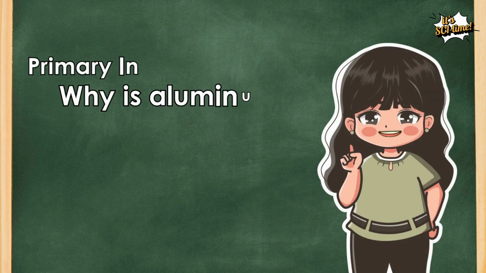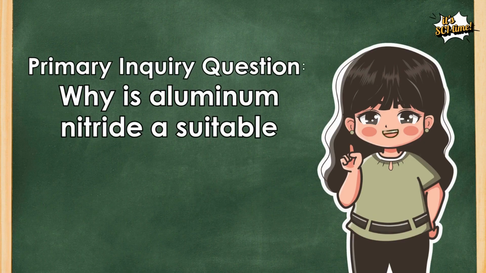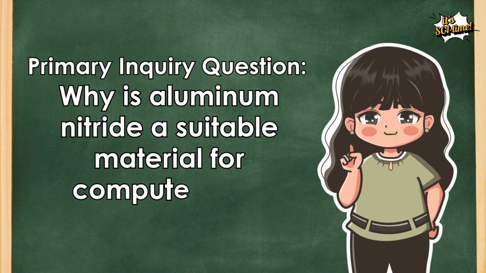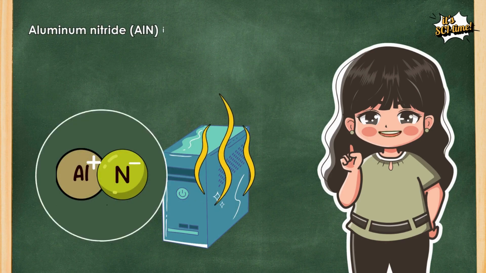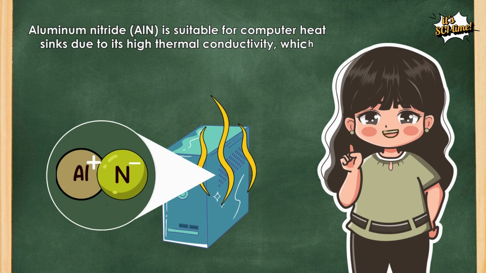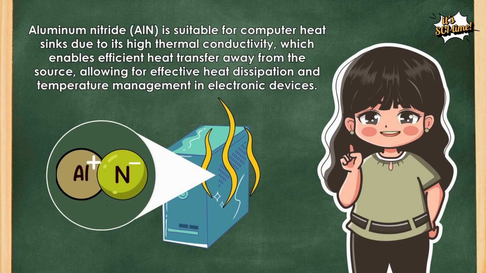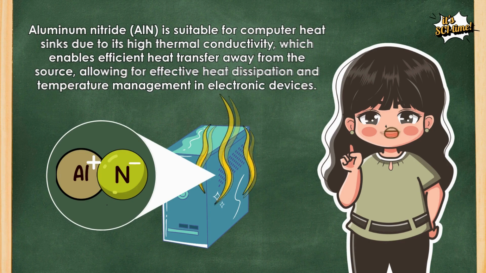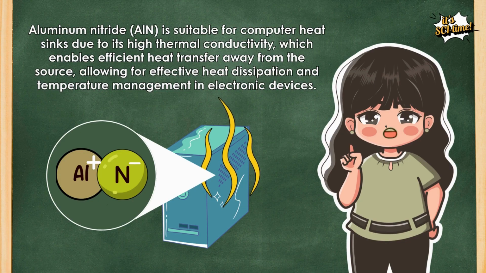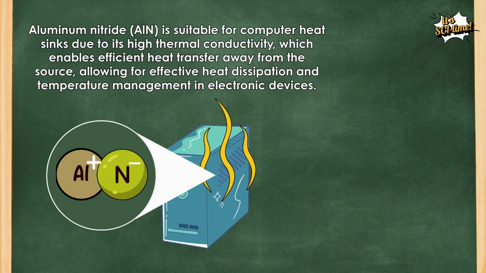Let's go back to our primary inquiry question. Why is aluminum nitride a suitable material for computer heat sinks? Aluminum nitride is suitable for computer heat sinks due to its high thermal conductivity, which enables efficient heat transfer away from the source, allowing for effective heat dissipation and temperature management in electronic devices.